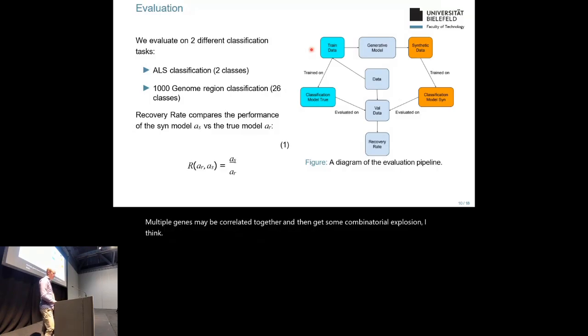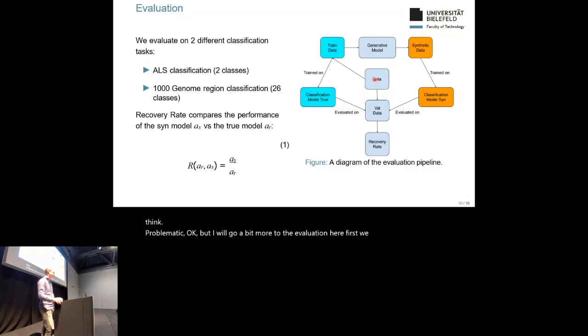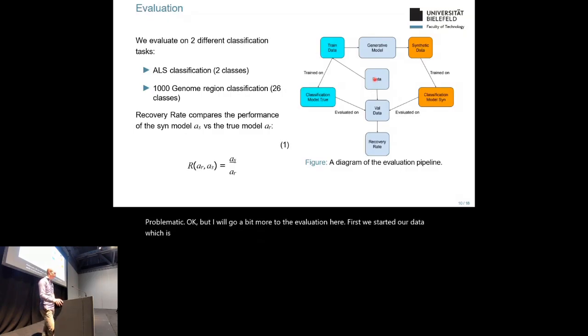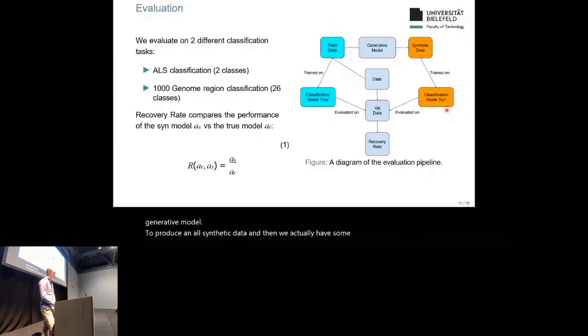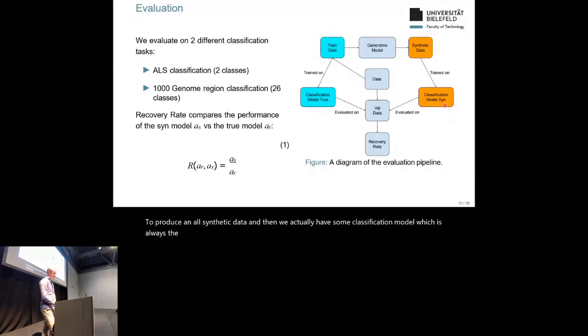Okay, but I will go a bit more into the evaluation here. First, we start with our data. We have this training data from IRS, for example, 12,000 genomes, genotypes. This is actually quite nice, human samples. We split them into train and validation data. With the train data, we train our generative model, which produces then our synthetic data. And then we have some classification model, which is always the same. And this classification model is then trained only on the synthetic data or only on the real data. And then we can evaluate it on this real validation data.